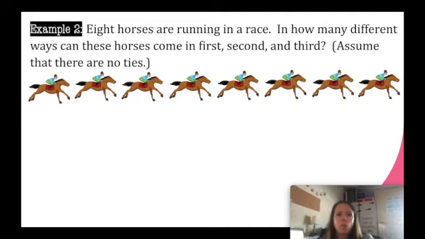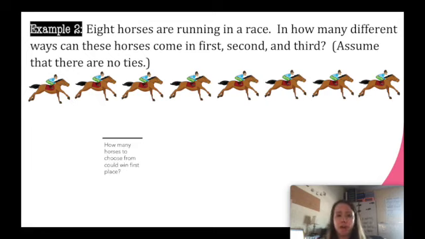Okay, what about racing horses? So we have 8 horses here. How many different ways can they come in first, second, and third place? And we're assuming there's no ties. We're also not necessarily finding probability, because probability that a horse wins, some horses are more likely to win than other horses. So that changes things a bit. But right now we're just talking about what are all the possible orders that it could come, who got first, who got second, who got third.